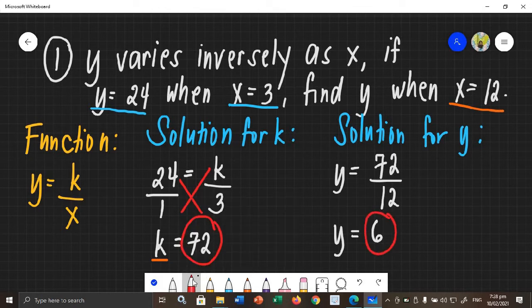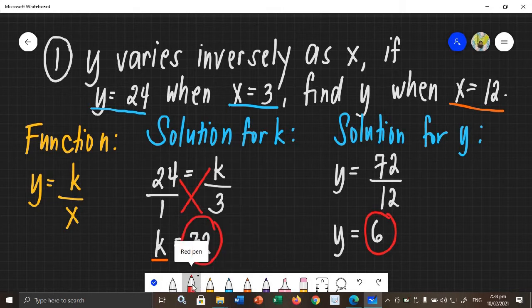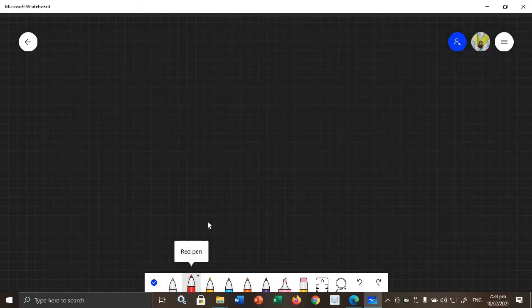So, in this problem, you need to solve the value of k, which is 72, and then the value of y, which is 6. Okay? Now, let's solve another problem regarding inverse variation.